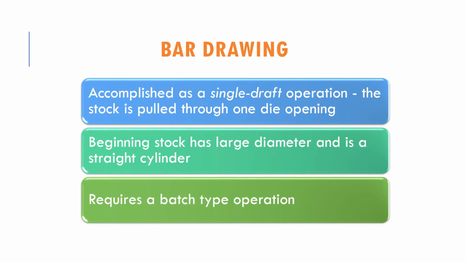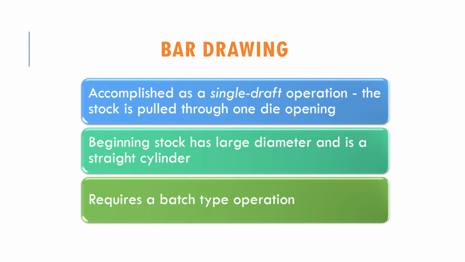Bar drawing is accomplished as a single draft operation, so it is different from wire drawing. I forgot to mention in the previous slide that usually wire drawing is performed in several steps in order to get the final dimension. But for bar drawing, you can perform it in a single draft operation, so the stock is pulled through one die opening only.